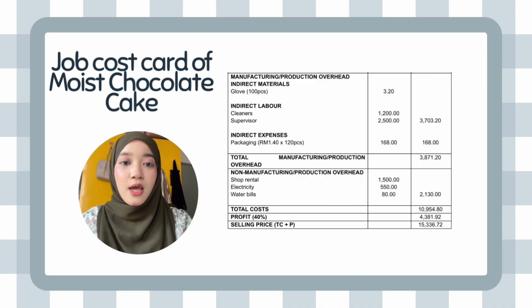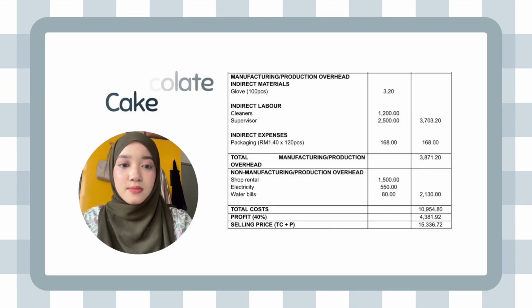To wrap up our financial analysis, our total cost combining everything comes to 10,954 ringgit and 80 cents. We are factoring in a profit margin of 40%, which equals 4,381 ringgit and 92 cents. Finally, by adding our total cost and profit, we arrive at our final selling price, which totals 50,336 ringgit and 72 cents.